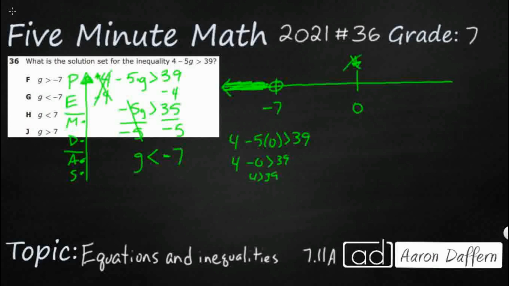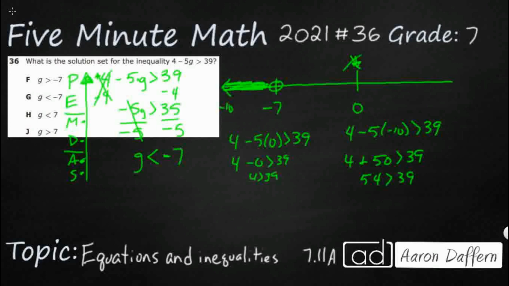Let's verify that one of these less than negative 7. Let's go negative 10. That should work. So we've got 4 minus 5, and I got negative 10 here, greater than 39. So 4, and look, I've got a negative 5 times negative 10. Negative times negative makes a positive. 5 times 10 is 50. It's greater than 39. And so 4 plus 50 is 54, is definitely greater than 39.